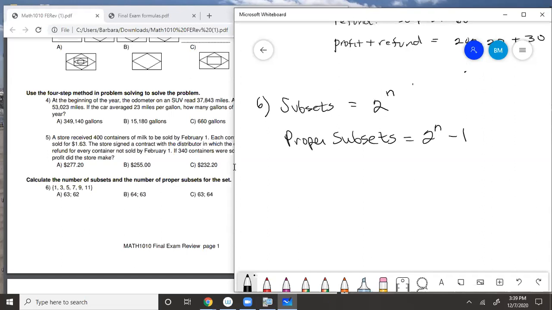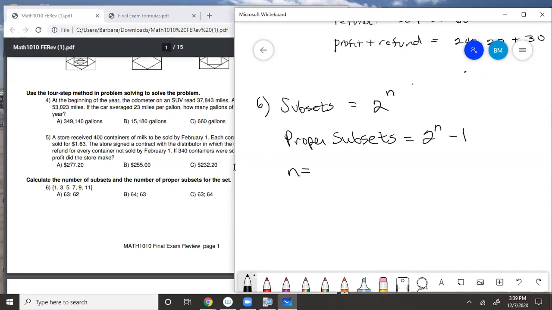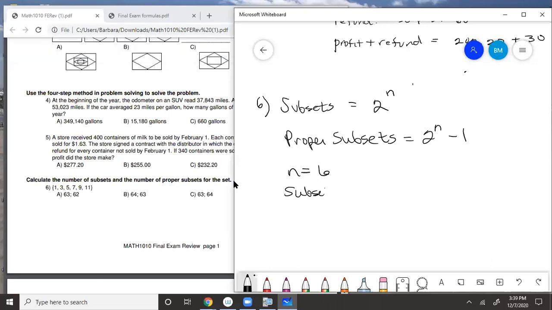In number 6, n is equal to 6 because we have 6 elements in the set. So the number of subsets is 2 to the 6, which I think is 64. And so what are the proper subsets here? It would just be 1 less than that. 63. There you go. So the correct answer is B.